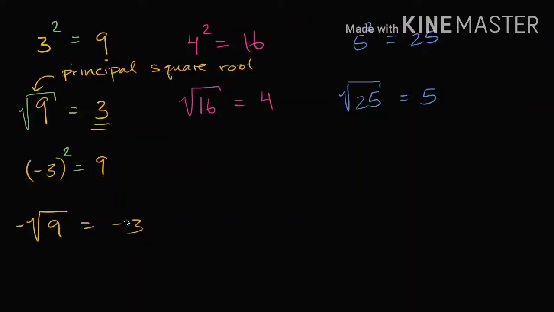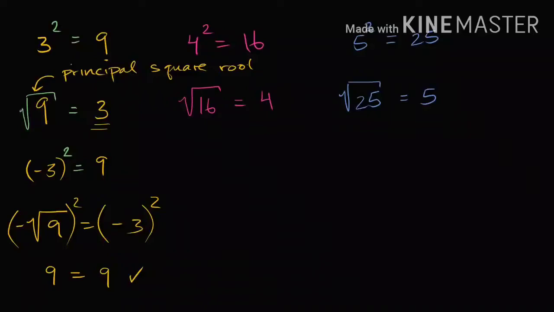What's interesting about this is, if you square both sides of this equation, what do you get? Anything negative squared becomes a positive, and the square root of 9 squared is just going to be 9. On the right-hand side, negative 3 squared, negative 3 times negative 3, is positive 9. So it all works out: 9 is equal to 9.